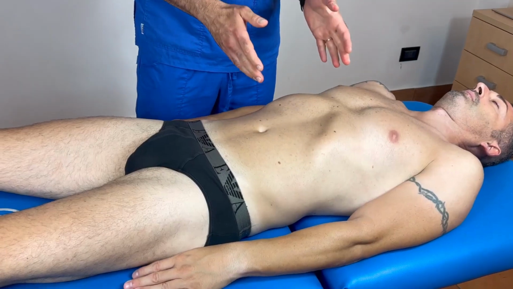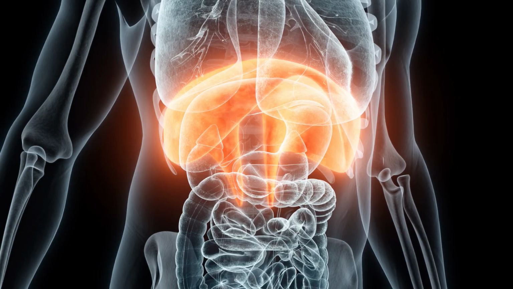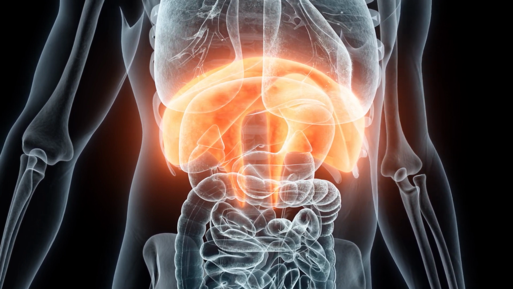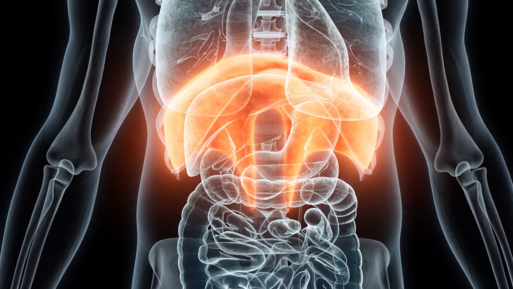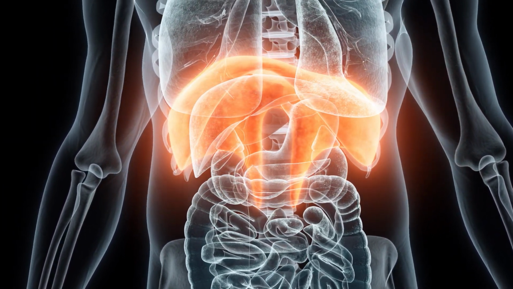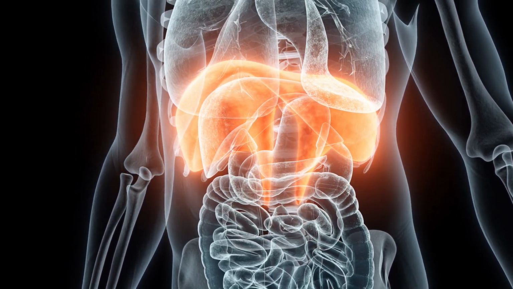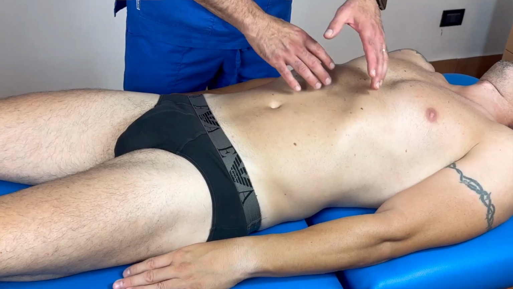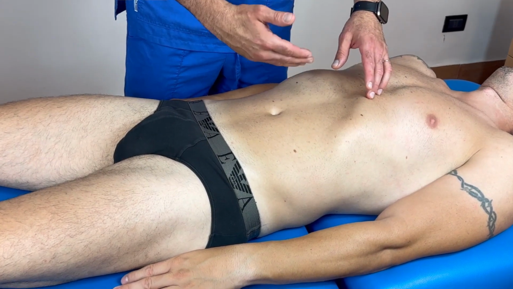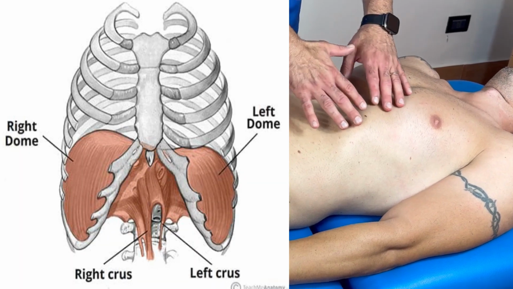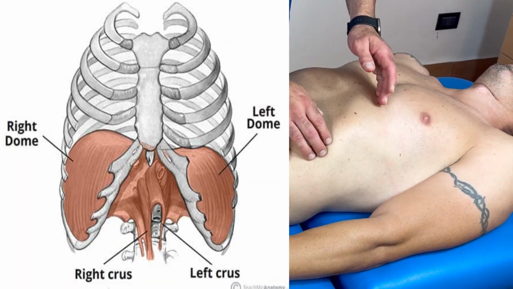Now we will review the palpatory anatomy of the diaphragm muscle to correctly apply the manual techniques. We know that the diaphragm divides the abdominal cavity from the thoracic cavity and is shaped like a dome, consisting of a dome-shaped muscular belly and a central tendon that inserts into the spine. The dome of the diaphragm attaches from the 7th to the 10th rib and into the costal cartilages.